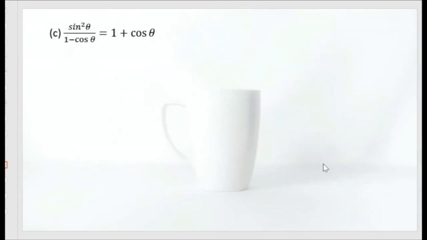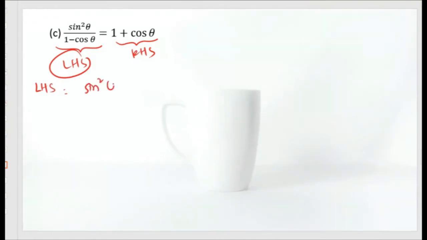Okay, so now we look at C. Again, left hand side, right hand side. From this, you know the easier is, yes, again, we have to prove for left hand side. Proof for left hand side is easier. Sine square theta over 1 minus cos theta. Okay, sine square theta, sine and cos. The answer is cos. Right hand side is cos. So we have to change sine to cos.